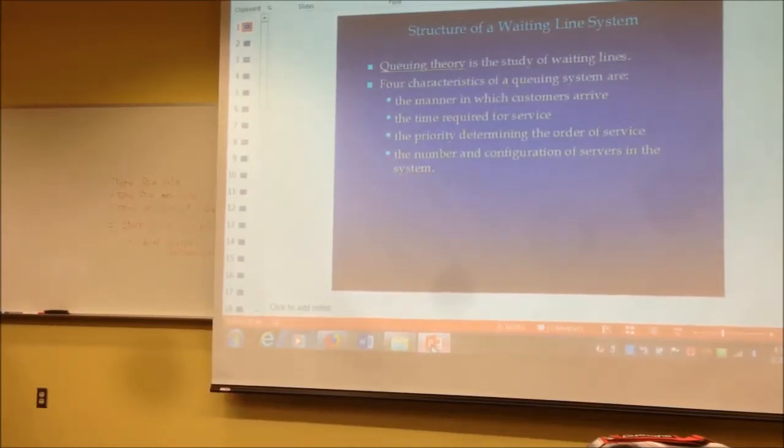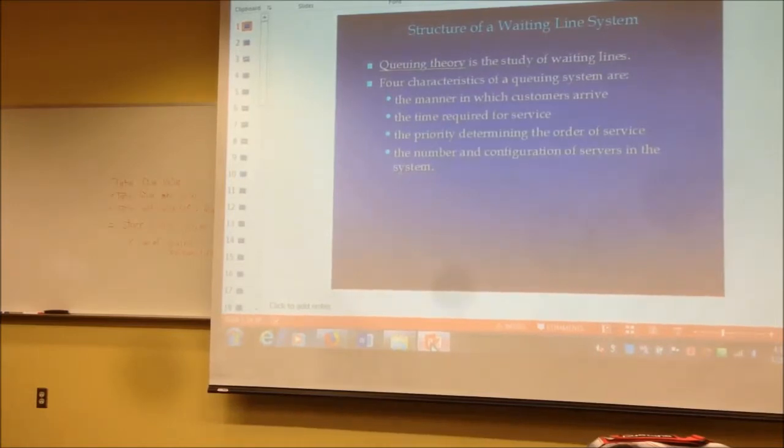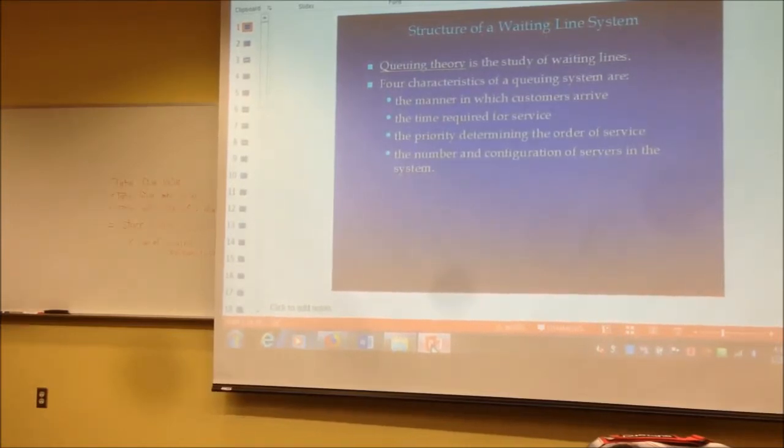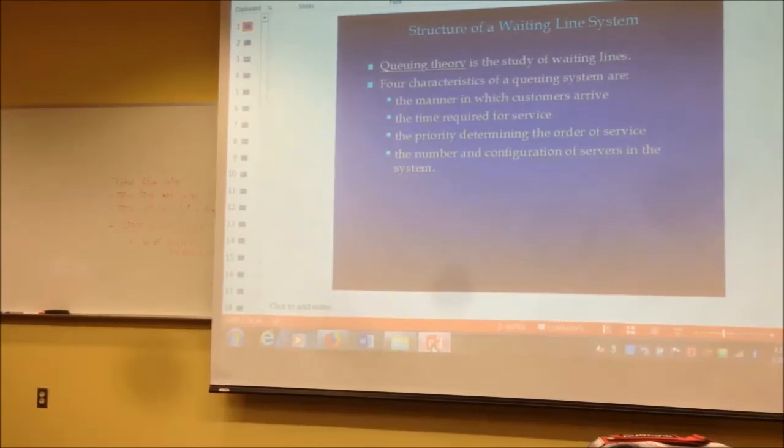You're only going to learn 4 waiting line models. And every one of the 4 has Poisson arrivals, meaning, you know what, I want to start over, because I want to make sure you understand what waiting lines are all about.